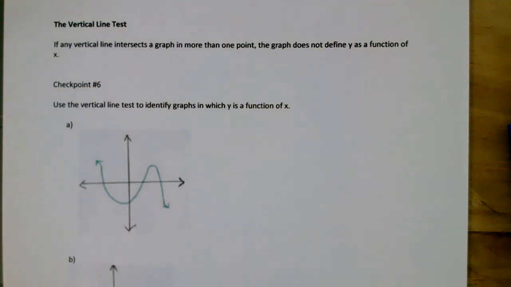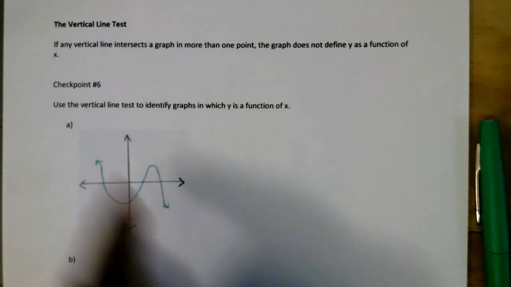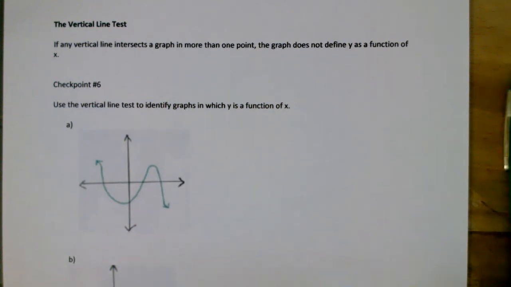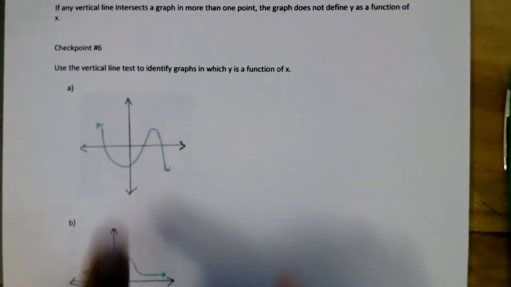So all you're going to do is draw a vertical line through the graph that's given to you. And the rule is this: if any vertical line intersects the graph in more than one point, the graph does not define y as a function of x. So in other words, for it to pass the vertical line test, that vertical line can only cross the graph at only one place. That's it. Like in part A of this example.